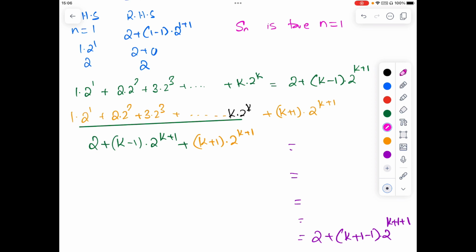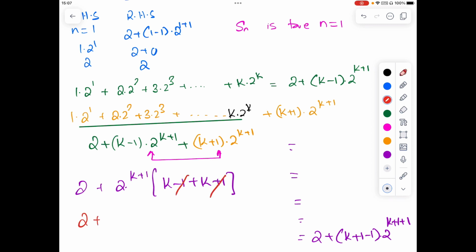What can I do? 2 power k plus 1 can be common. So it is 2 plus 2 power k plus 1 common. What am I left over with? k minus 1 plus k plus 1. So what happens? 1 and 1 get cancelled. 2 plus 2 power k plus 1 times 2k, which is nothing but the same thing. It's going to be the same answer.